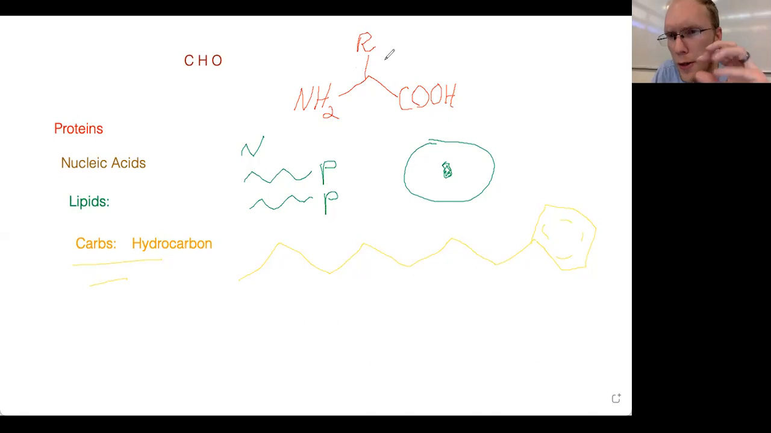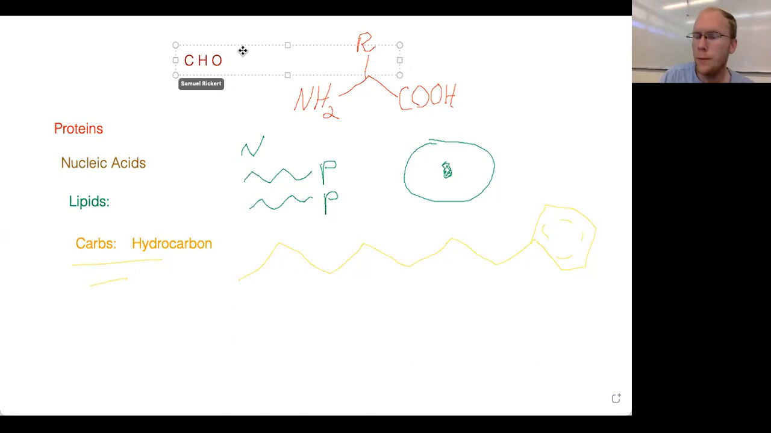But if we were to zoom in into just one monomer in this long protein polymer, then this is what it would look like. We would see a nitrogen, we would see a carbon, and we would see this R group. So to sum up, what were all the elements that we need to know? Well, let's go through each of them. We already talked about our CHO.